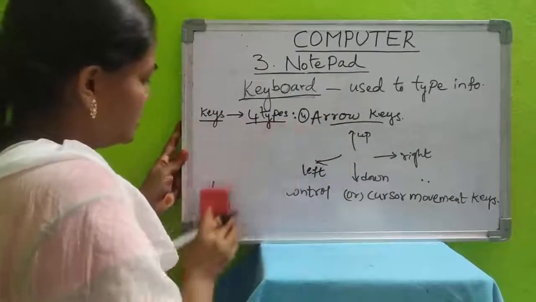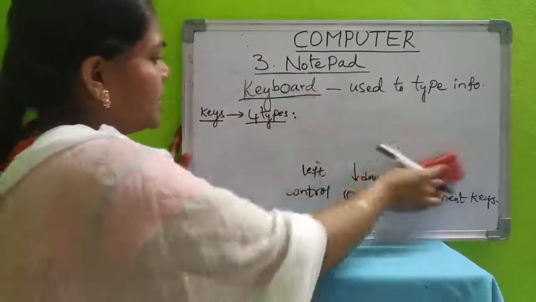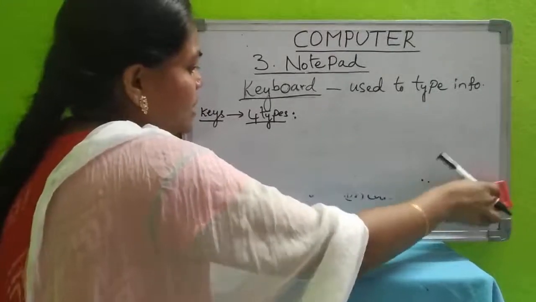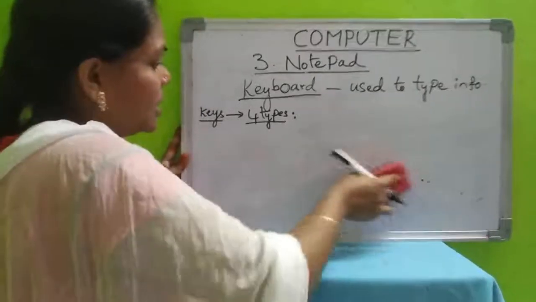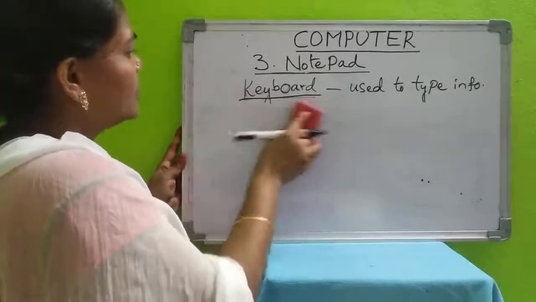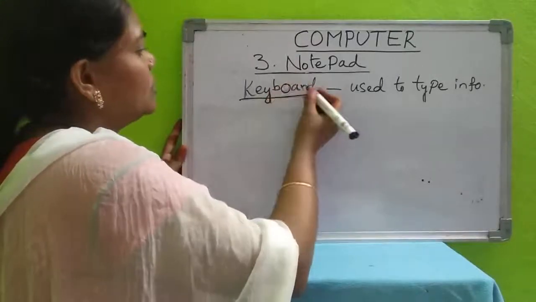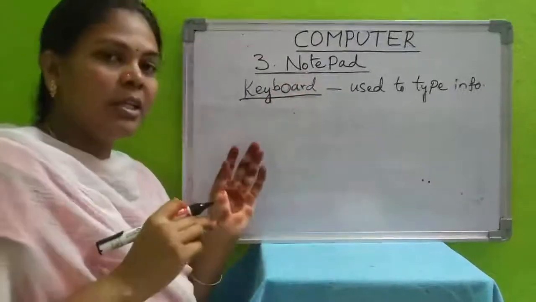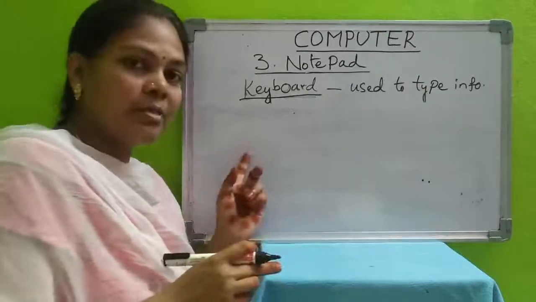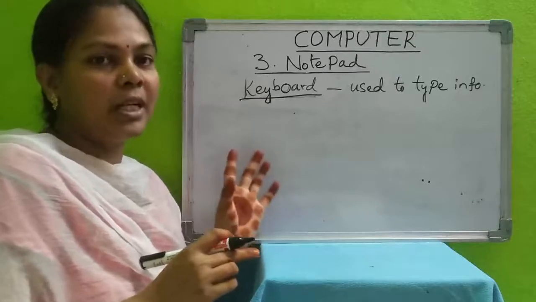So these are about keyboard. These 4 types of keys are in the keyboard. So using those we will type the information and we can control the cursor. Okay, why I am repeating all this is keyboard is used to type the information. That's why I explained about keyboard again. How many types of keys are there? What we can do with those keys, so that you will get an idea.